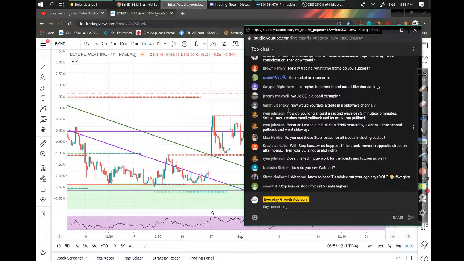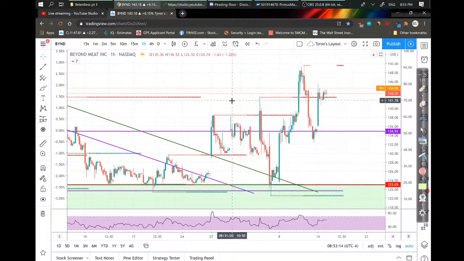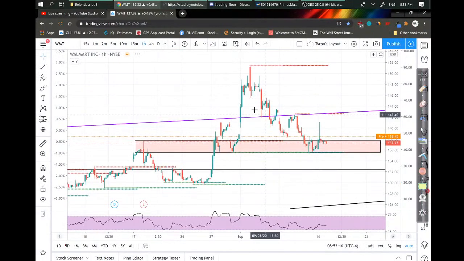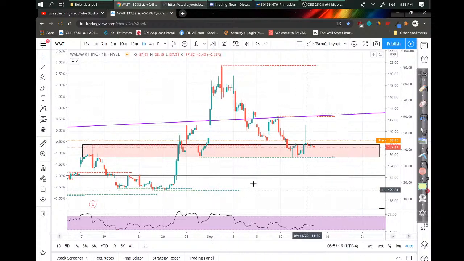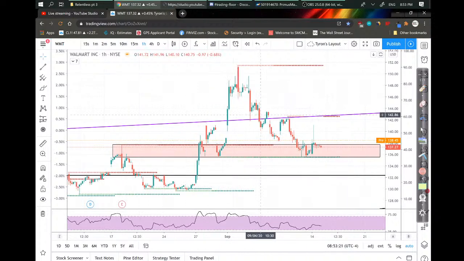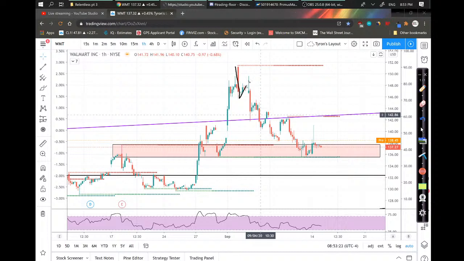How do you see Walmart? Let me see. So this is in a downtrend, right? Look at it on the 1 hour chart. That's a downtrend, right? So this is wave 1, wave 2, wave 3, wave 4, wave 5. Now it's starting to show, and look at this zone here, which is what we call a demand zone, right? This was a previous supply zone actually. Now it's become a demand zone. So this is actually a dual zone here.